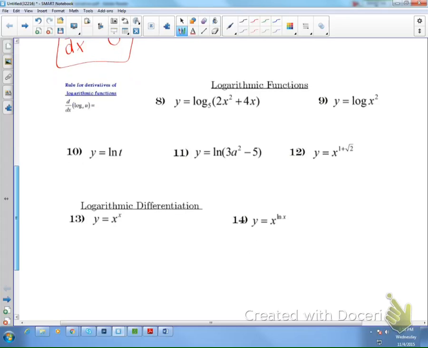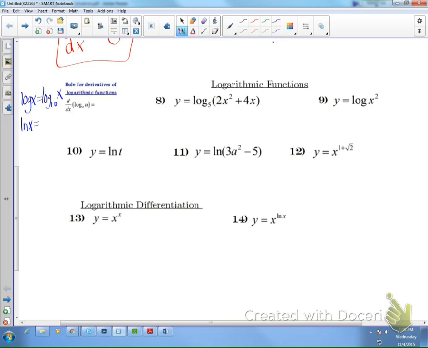Okay, next. Logarithms. A couple things to remember about logs. Log of x has what base if it's not written? Log base 10. Log base 10 of x. Also, the natural log of x is log base e of x. So 2 things to remember about logs.